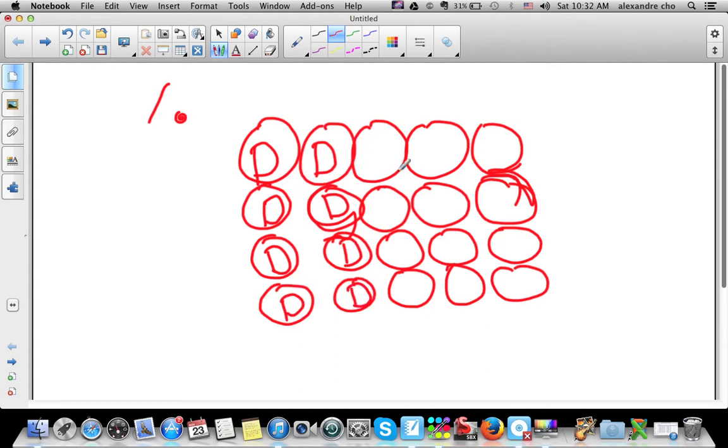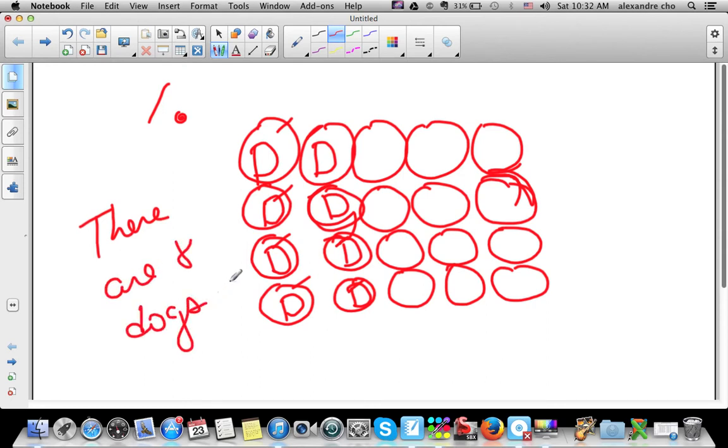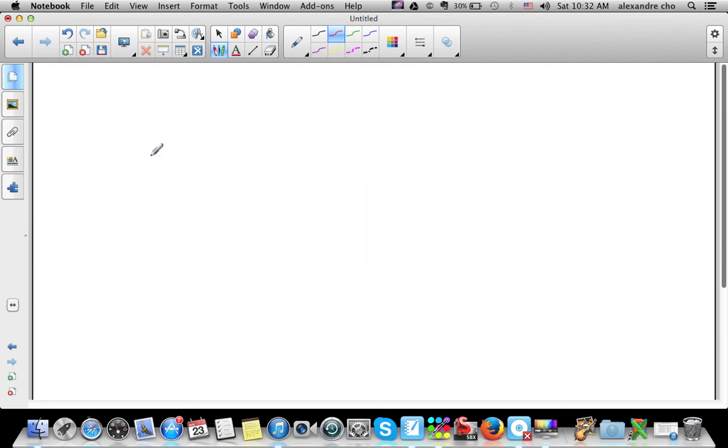Okay, so if I have 20 animals, let's count the number of dogs. 1, 2, 3, 4, 5, 6, 7, 8. Answer: there are 8 dogs. This one I think is a matter of just reading the question carefully. It's not that difficult a question, but it's just reading it carefully, understanding that out of every 5, 2 are dogs. Okay, let's move on.